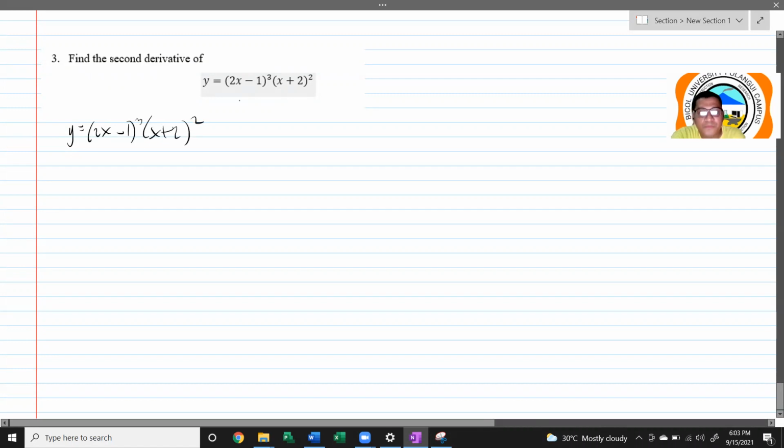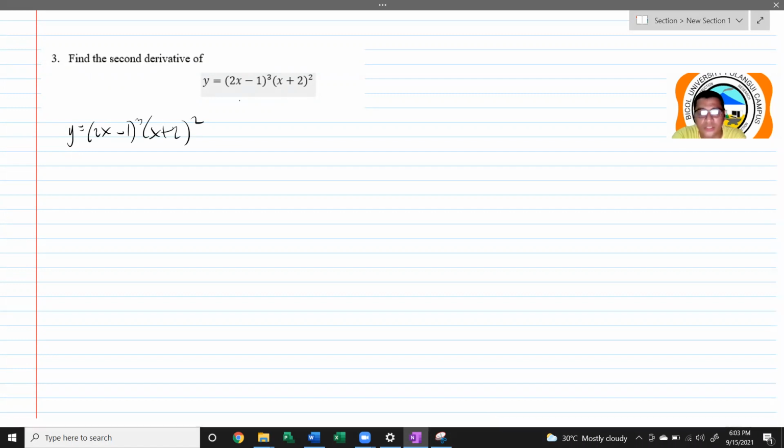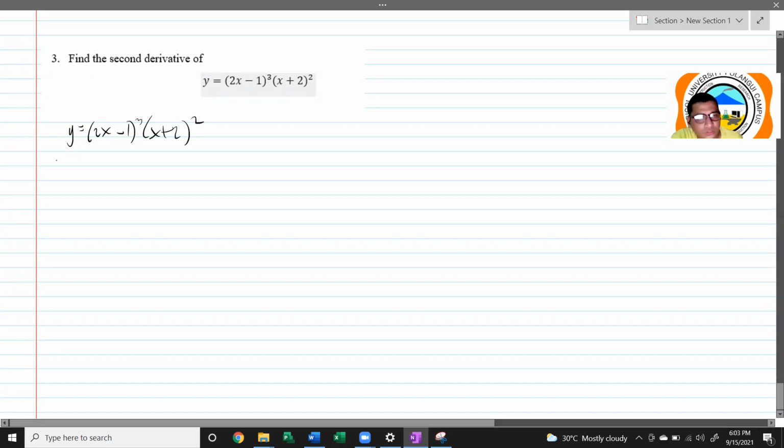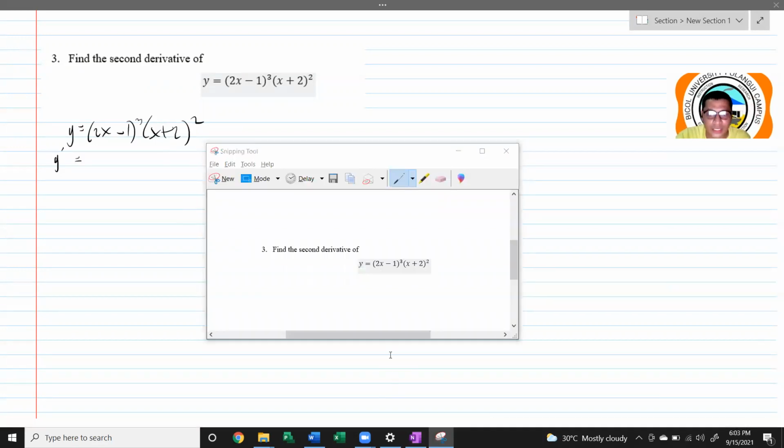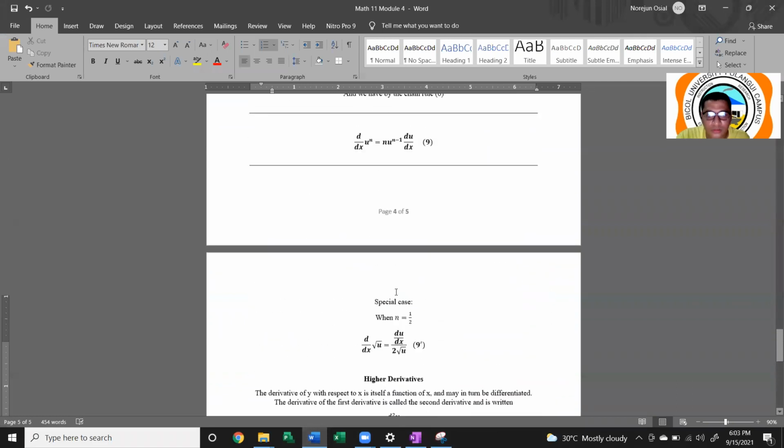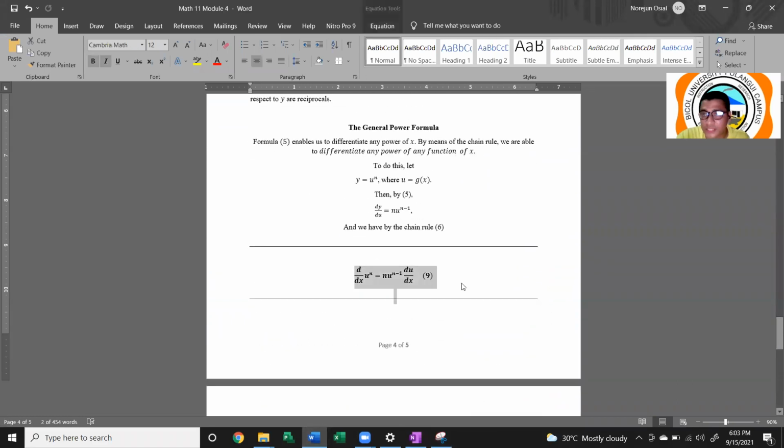Now before we can solve for the second derivative, we must first determine the first derivative of the function, of course. So let's solve for the first derivative, and denote it as y prime. Here, class, we have two functions raised to a certain power. We can use all the formulas that we have discussed previously. So we will use here the general power formula. This is the general power formula that we will use.